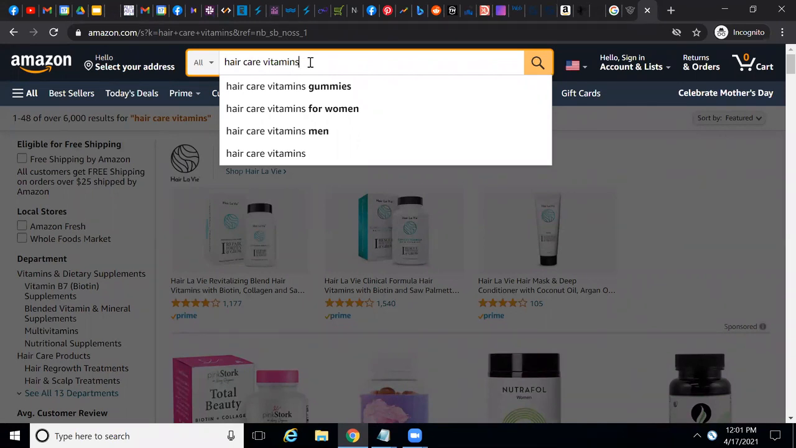That matters. That means that when people type in this combination, hair care vitamins gummies, that one is being searched more than hair care vitamins for women. And hair care vitamins for women is being searched more than hair care vitamins for men. And then hair care vitamins in general is the last thing that people are searching for. So I will get different search results if I choose this one, this one, this one, or this one. I will get different search results on Amazon.